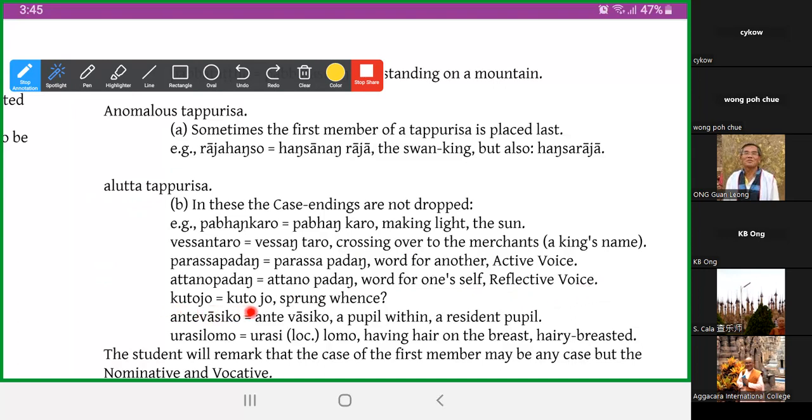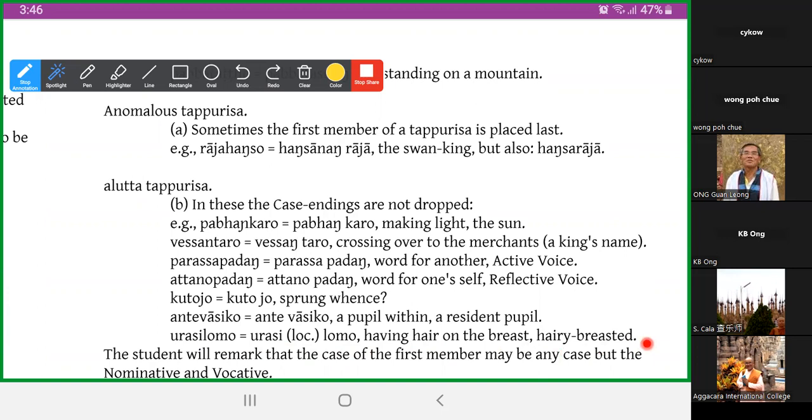Kutojo, front bench. Ante wasiko, a pupil within, a resident pupil. Urasi lomo, locative, having hair on the breast, hairy breasted.